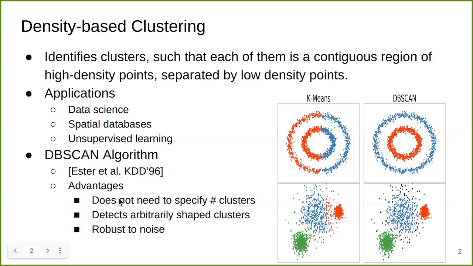It has many different advantages. First of all, it doesn't require the user to specify the number of clusters beforehand. It detects arbitrarily shaped clusters, and is also robust to noise. On the right, we compare DBSCAN with a naive version of k-means on two different datasets. For the first dataset, we see that DBSCAN correctly identifies these two clusters that are nonlinearly separable, whereas k-means fails. For the second dataset, we see that DBSCAN identifies the core part of these clusters while rejecting some of these data points as noise, but k-means gives a somewhat less optimal clustering.